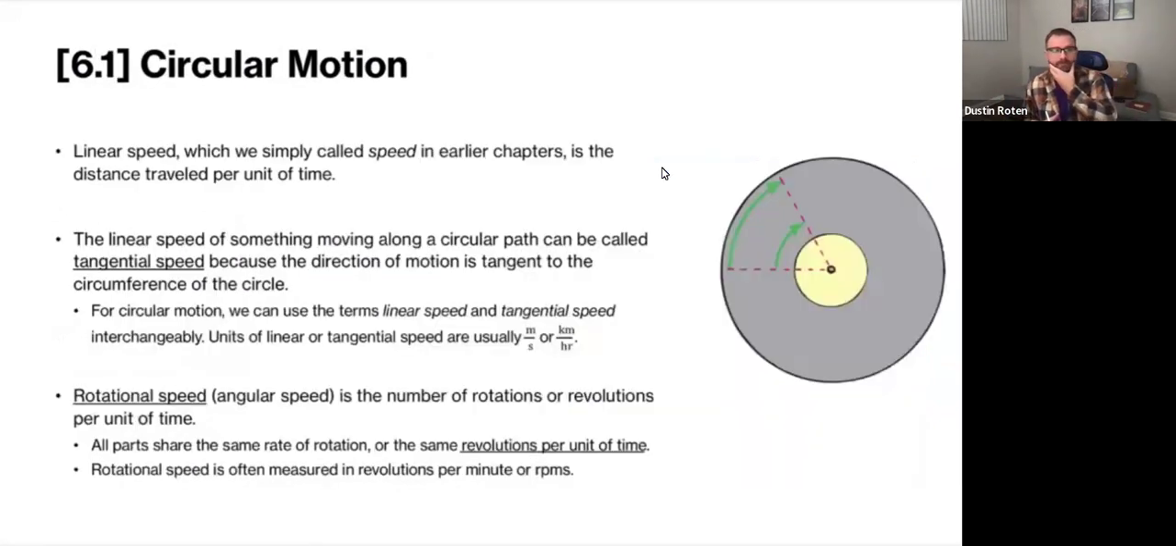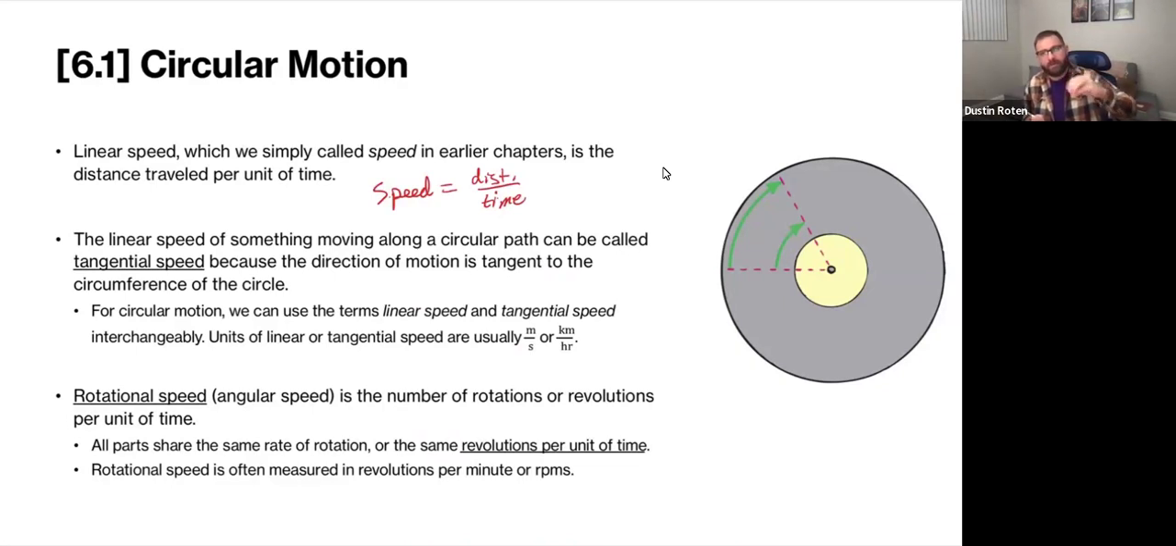All right. Like before, we talked about linear speed, which sometimes we just call speed. This is simply the distance traveled per unit of time. So the speed would be distance over time, right? Nothing to it. We all remember that.